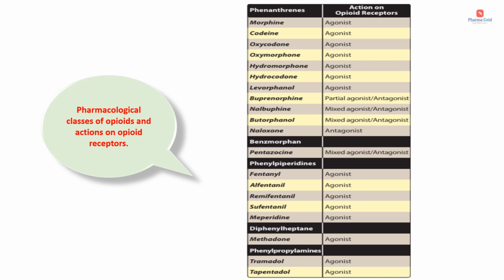Here you can see their actions on the opioid receptors as well. Morphine, codeine, oxycodone, oxymorphone, hydromorphone, hydrocodone and levorphanol are all agonists. Agonist means they have both efficacy as well as affinity. Buprenorphine is a partial agonist. Nalbuphine is a mixed agonist-antagonist. Butorphanol is also a mixed agonist-antagonist. Naloxone is an antagonist. Antagonist means it has affinity but no efficacy. Pentazocine is a mixed agonist-antagonist, and all the phenylpiperidine derivatives, then methadone, tramadol and tapentadol are all agonists.